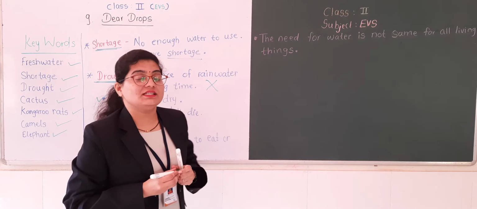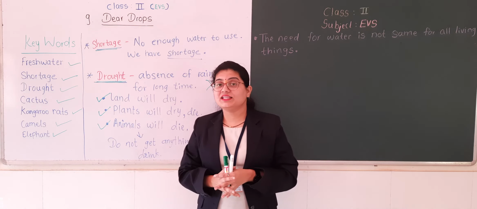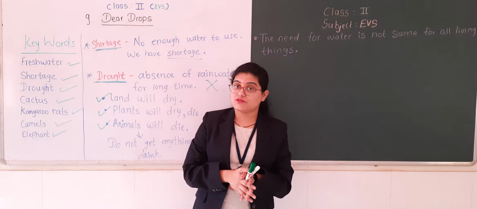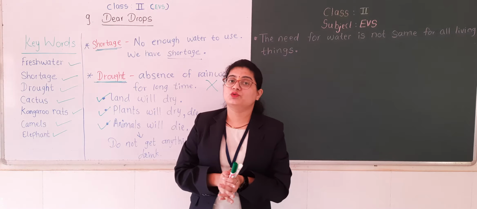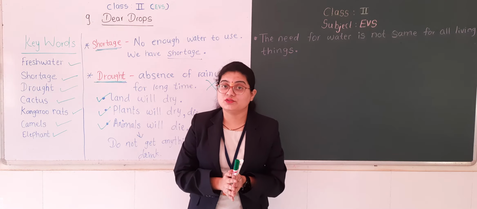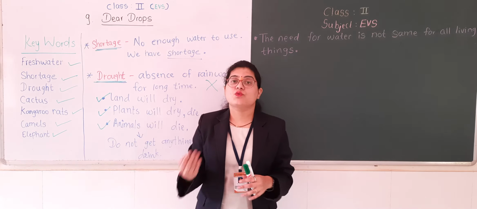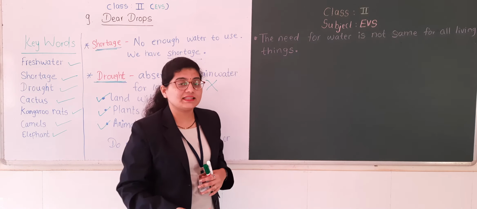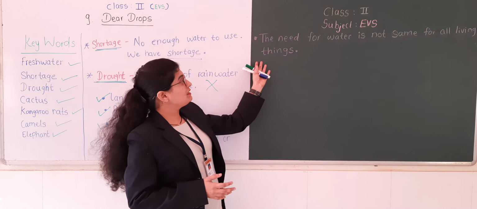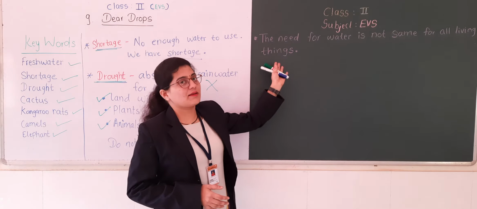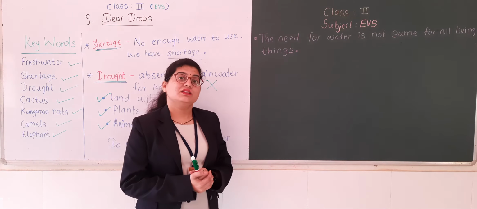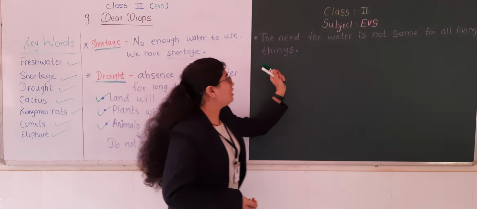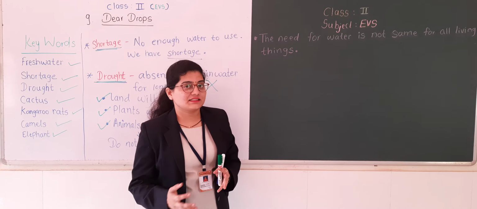So my dear students, as we all know, living things need water to live. Water is very essential for us and we have to use it very carefully. We should not waste water at all. Do all living things need the same amount of water? No. The need for water is not the same for all living things.